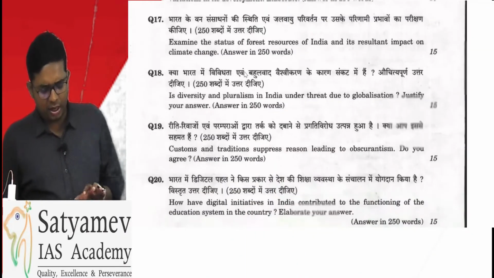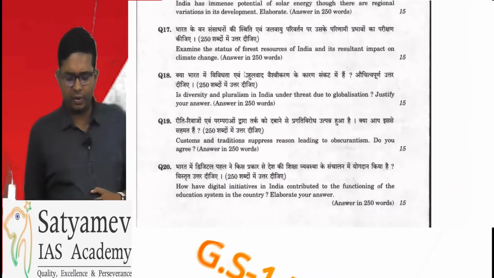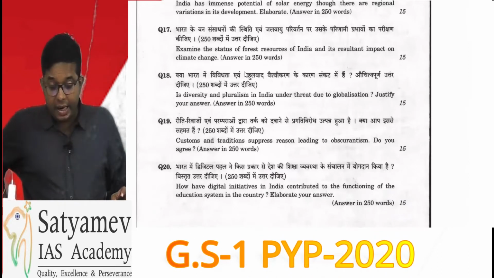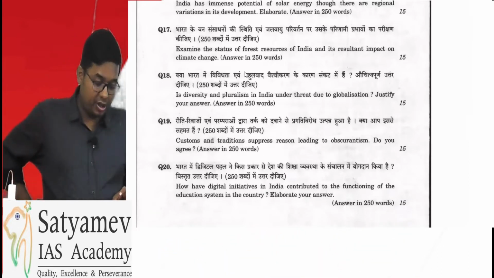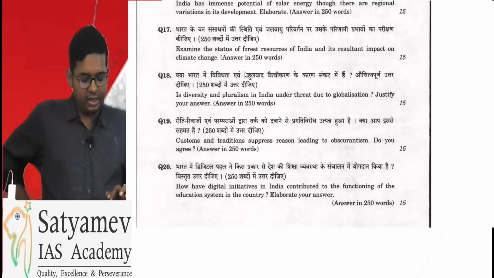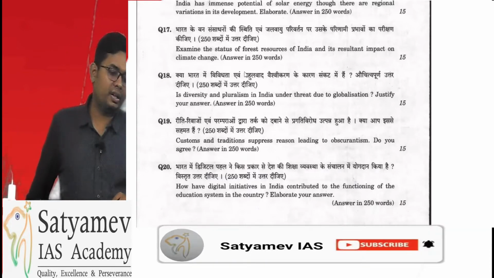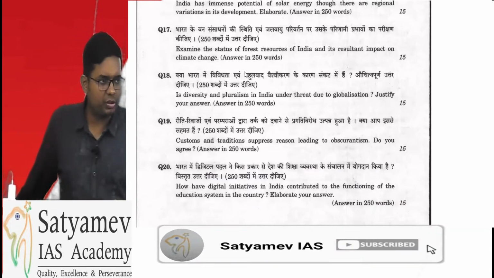Next question. Examine the status of forest resources in India and its resultant impact on climate change. Don't write it the wrong way round. What is the percentage of forest resource which is available in India? Around 23%. Status of forest resources in India. Different types of forest which is present.